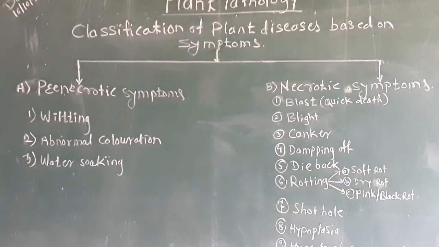The classification of plant diseases based on symptoms is of two types: pre-necrotic symptoms and necrotic symptoms. What are the pre-necrotic symptoms? The symptoms that precede death or disintegration of tissue are called pre-necrotic symptoms, and these are wilting, abnormal coloration and water soaking.